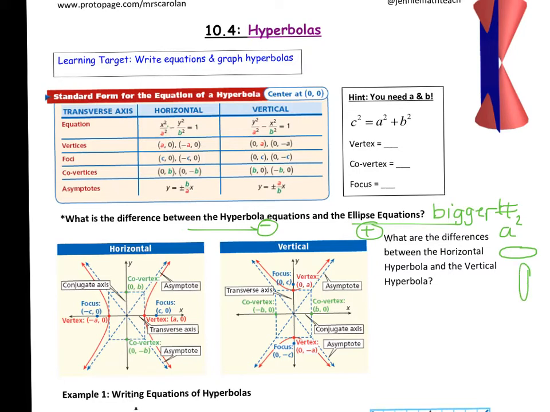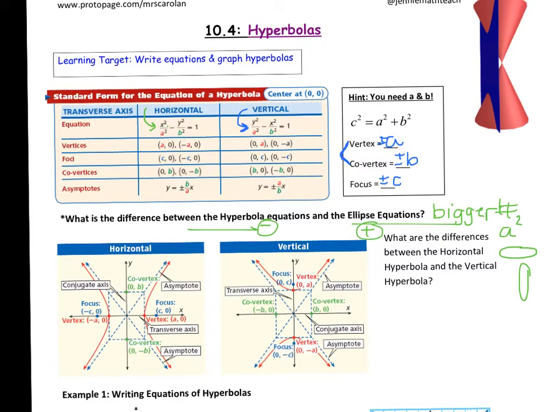For the hyperbolas, with the subtraction sign, when you subtract, the order matters. And so we have to have the x squared and the a squared first if it's horizontal, and you have to have the y squared with the a squared underneath it first if it's vertical. So the vertex is still plus or minus a. The covertex is still plus or minus b, and the focus is still plus or minus c. We're really only going to be concerned with the vertex and the covertex today.